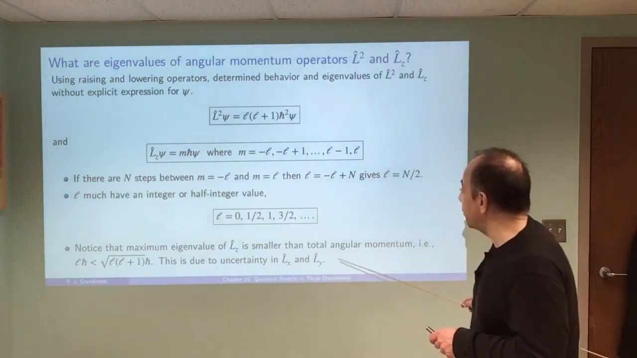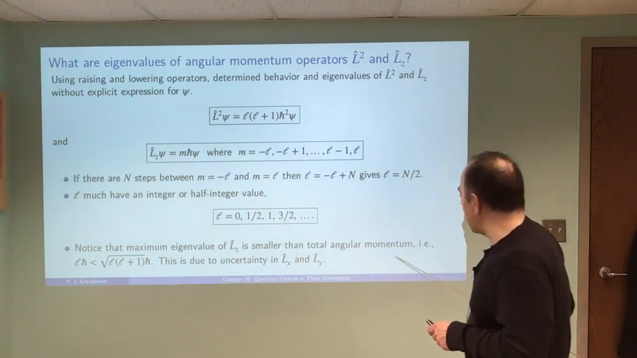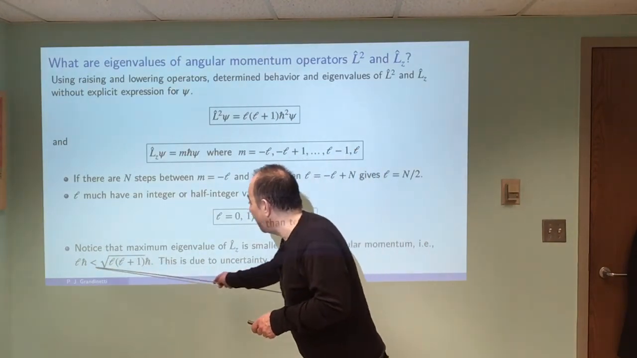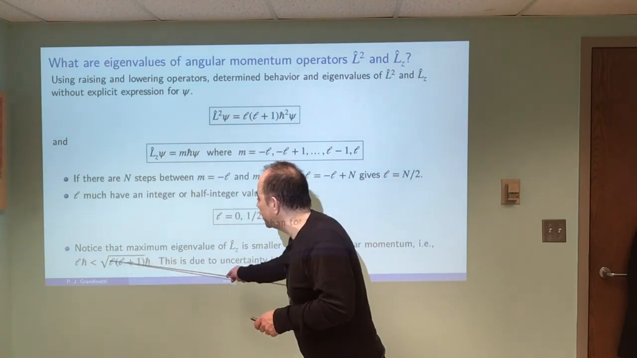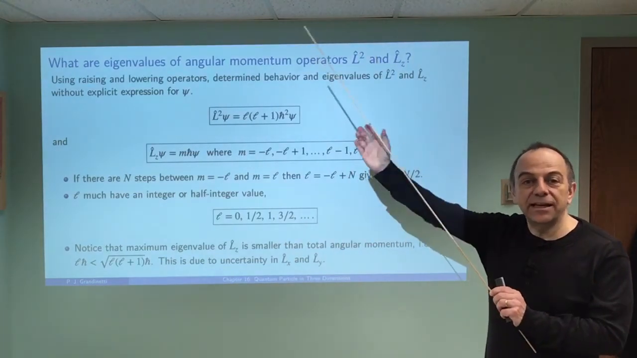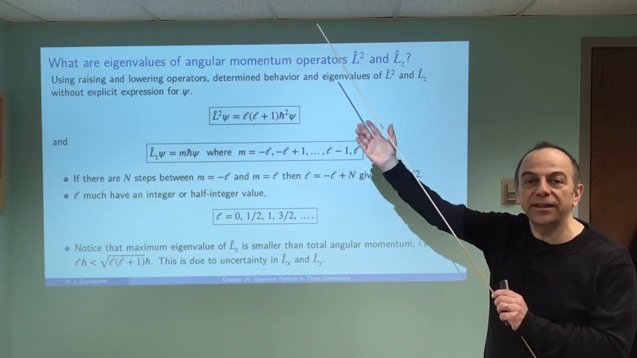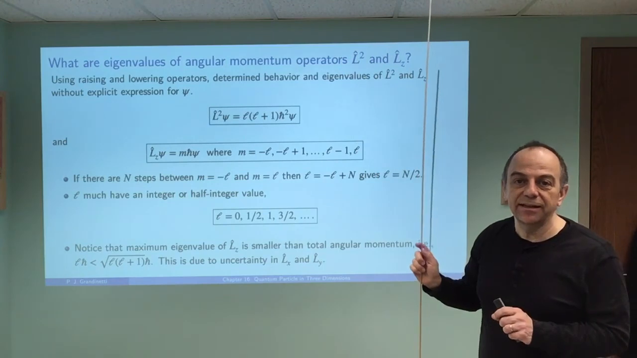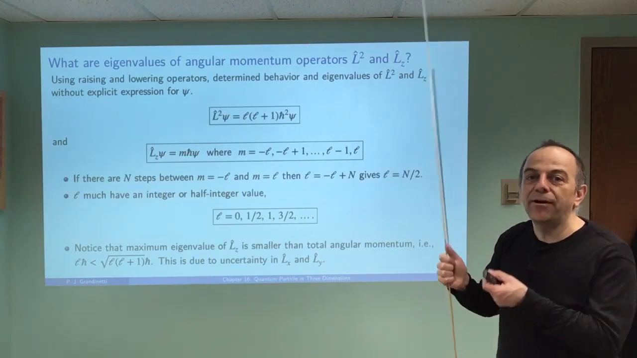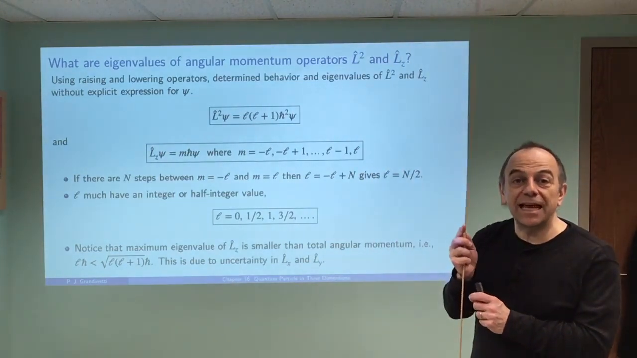Now, one thing you might have noticed here is that the maximum eigenvalue for Lz is smaller than the total angular momentum. This is the total angular momentum squared, so if I take the square root, I find that l times ħ is always going to be smaller than the total angular momentum. So that means the total angular momentum vector can never lie directly on the z-axis. There has to be some uncertainty, because if we had it entirely along the z-axis, then Lx and Ly would be 0, and that wouldn't be allowed. So the maximum value we can find for Lz is always some value that's less than the length of the vector.